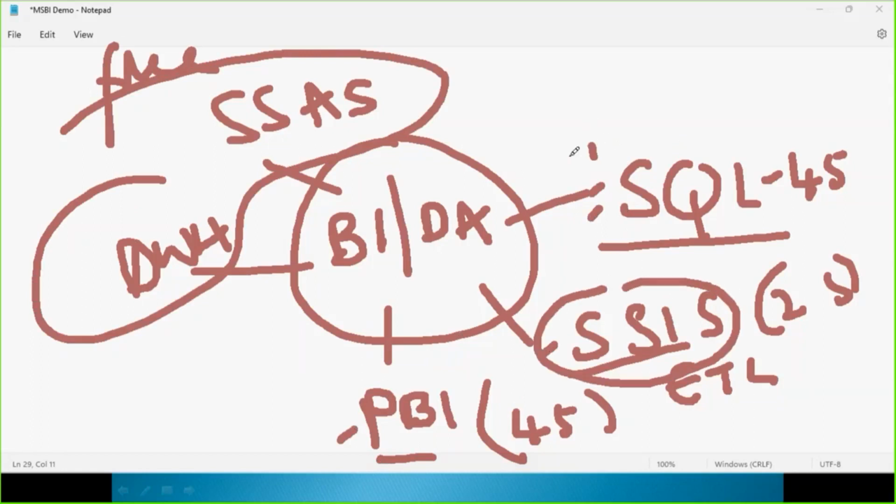So this is the first one, this could be second, or this could be third, like that. And later you can go to 4 and 5. The last one is SSAS. So these are the things that you need to have in your basket.